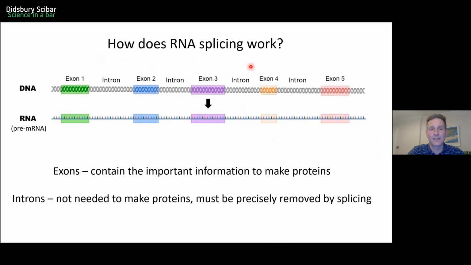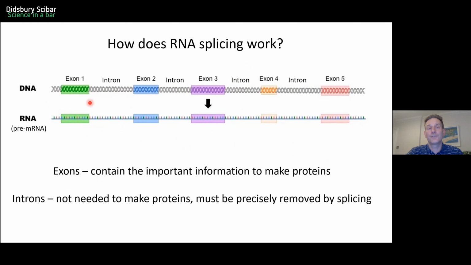So I'll go into a bit more detail of how the splicing works. So you have your DNA here, and what we can define are the bits of the DNA and the bits of the RNA that are important, that contain the information that we need to make the proteins. And these are defined, the bits of DNA that code and make the RNA that then will go on to make the protein. These are called exons. So exons contain the important information to make the proteins. So here you see there's 5 different exons.